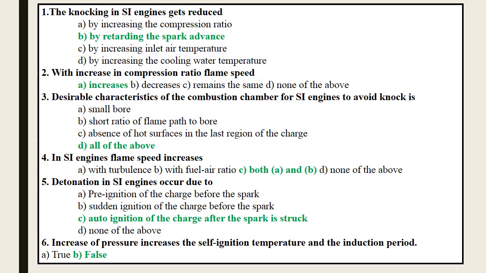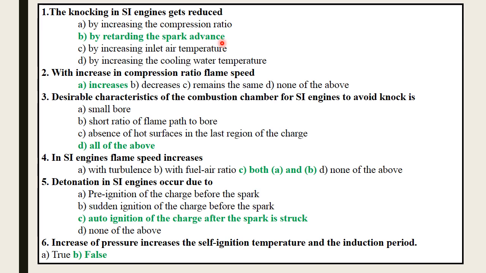Let's start. First, the knocking in SI engine gets reduced. Options are: by increasing the compression ratio, by retarding the spark advance, by increasing the inlet air temperature, and by increasing the cooling water temperature. Out of these four options, the second option, by retarding the spark advance, is correct. The knocking in SI engine gets reduced by retarding the spark advance.